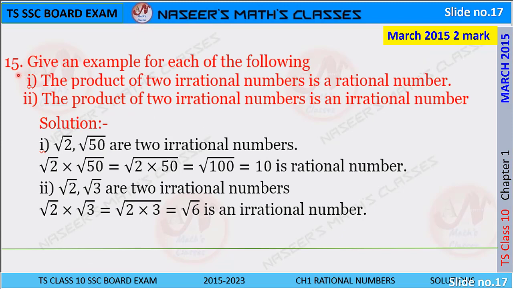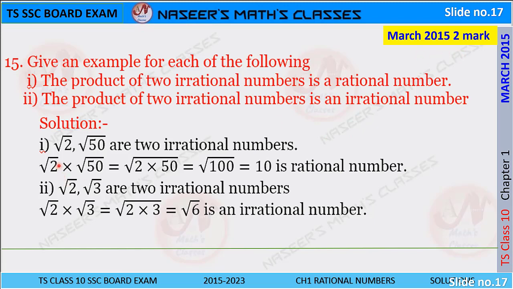Now we are going to solve the 15th problem. Give an example for each of the following. First one, the product of two irrational numbers is a rational number. And second one, the product of two irrational numbers is an irrational number. This is for 2 marks, March 2015.